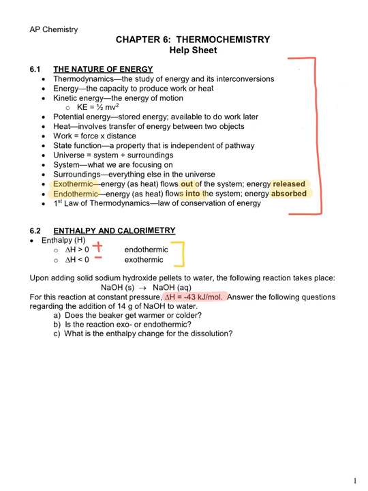Okay, now it wants us to answer all of these other questions here regarding the dissolving of sodium hydroxide. So we are going to start off with 14 grams of sodium hydroxide. Okay, then it's asking us the first question, does the beaker get warmer or colder? So in other words, is it endothermic or exothermic? Okay, so let's just write down, right here. So if it gets warmer, that means you're going to feel the heat being released into the surroundings. Then that means it's going to be exothermic.